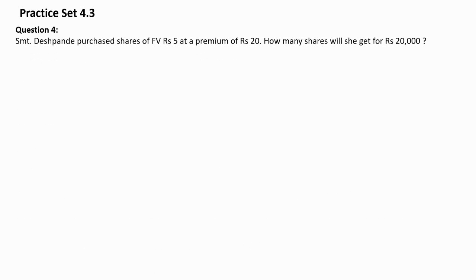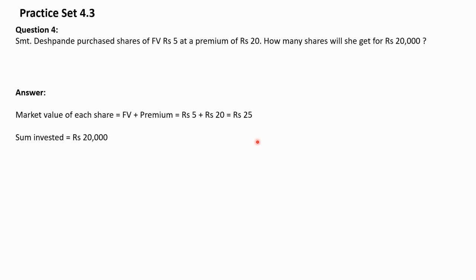Let us see, this is the fourth sum of exercise 4.3. Srimati Deshpande purchased shares of face value rupees 5 at a premium of rupees 20. How many shares will she get for rupees 20,000? So let us see, market value of each share in this case will be face value plus premium. So that is rupees 5 plus 20, and that is 25.